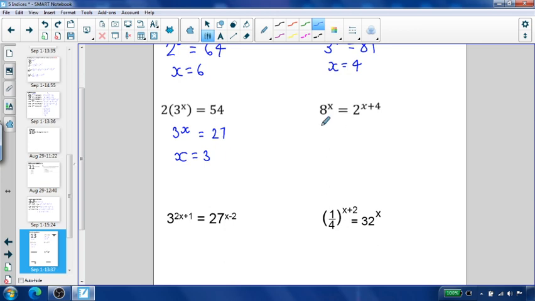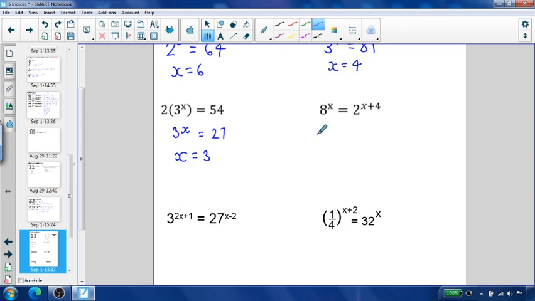Let's move over here. Now, slightly different style to work with. I need to get the base the same for both of these terms. Because if the base is the same and they're both equal to each other, then I can just compare the powers. So how will I get this 8 to the power of x to be the same as 2? Like the base to be 2? Well, I know that 2 cubed is 8.